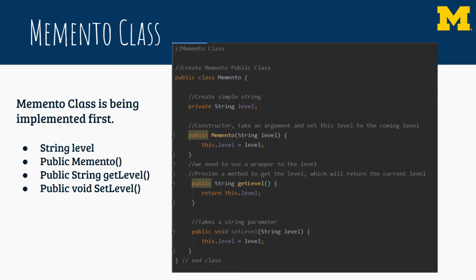And then we'll also have the public void setLevel, which takes a string parameter. So this is basically the whole memento class. All it does is it has the private string level, the constructor, and then the get and set level methods.